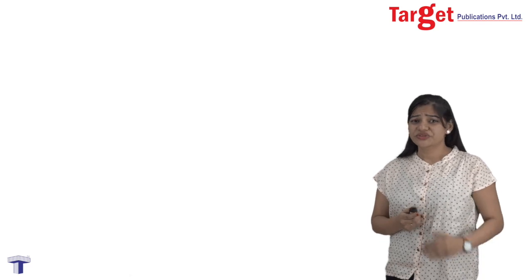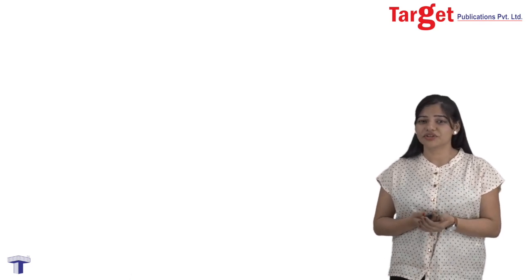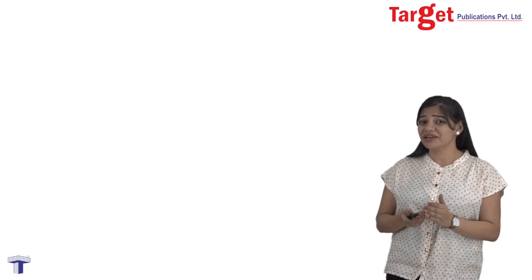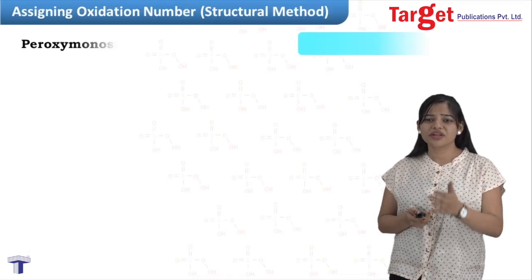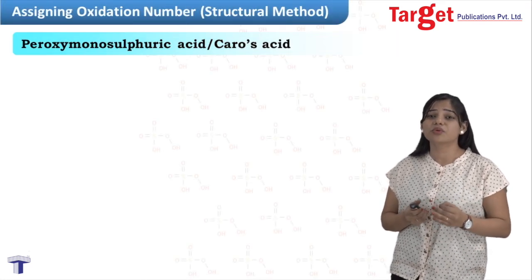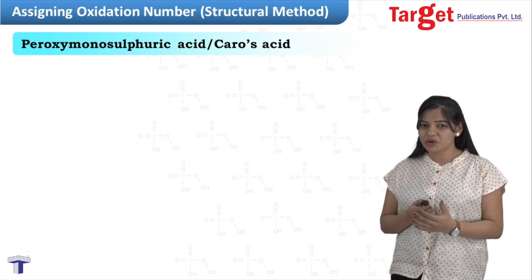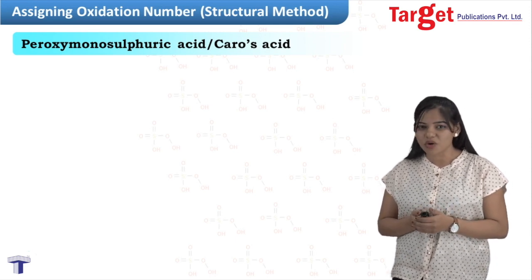Hi students, so in our previous module we had studied how to calculate oxidation number with the help of the structural method. We will see a few more examples for the structural method which are very important. I suggest you even remember the structures of these compounds. So the very first example is peroxymonosulfuric acid, which is also commonly termed Caro's acid.